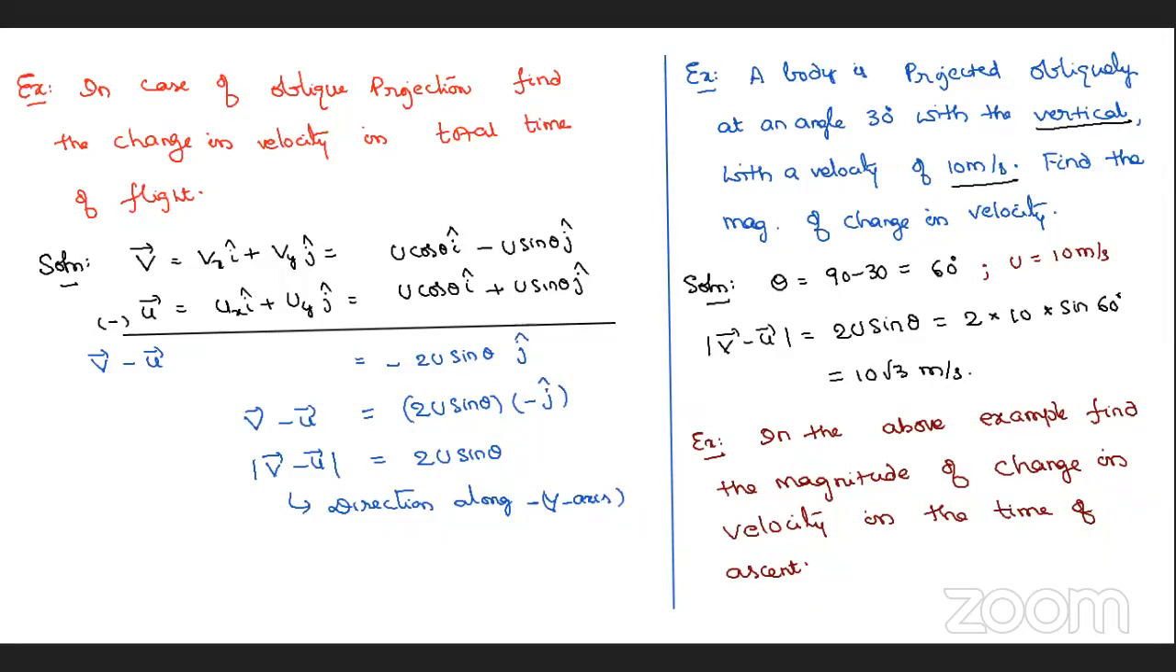In this case, Nana, do you have any idea for this question? Time of ascent. T is T by 2. Yes, correct. Is it 10? Is it correct? I am not asking the velocity at highest point, Nana. Change in velocity.